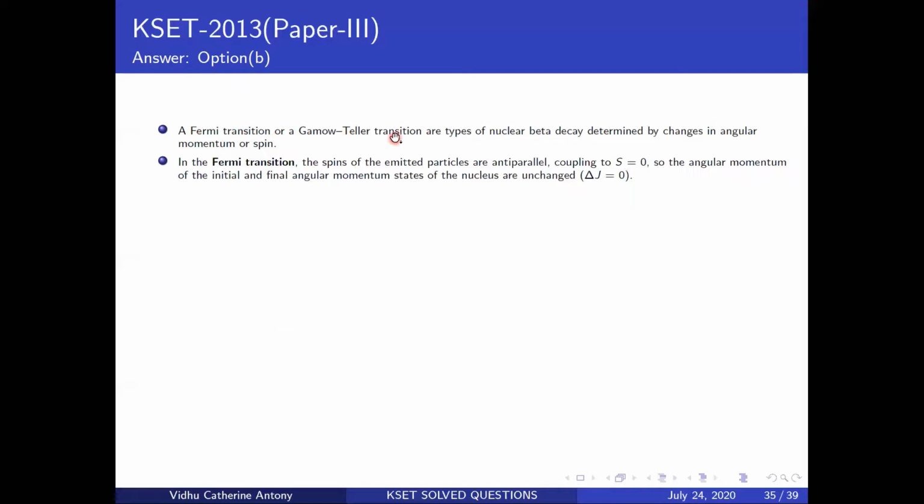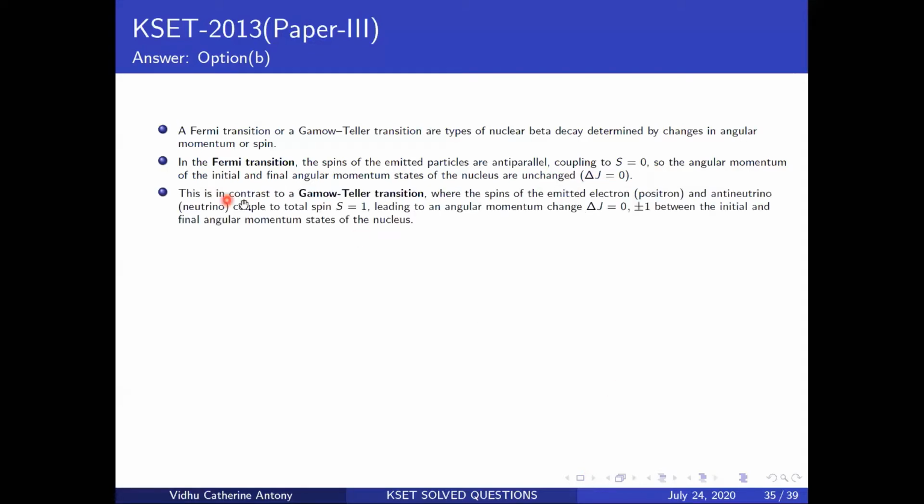A Fermi transition or a Gamow-Teller transition are types of nuclear beta decay determined by change in angular momentum or spin. In the Fermi transition, the spins of the emitted particles are anti-parallel, so your S becomes 0. The angular momentum of the initial and final states is unchanged, so you have delta J equal to 0. In contrast to your Fermi transition, for which delta J is 0, your Gamow-Teller transition has delta J equal to 0 and plus or minus 1, between the initial and final angular momentum states of the nucleus. So it's going from 0 to either a plus 1 state or a minus 1 state.